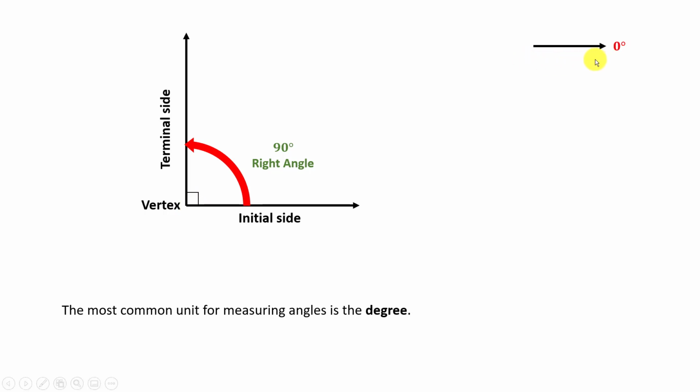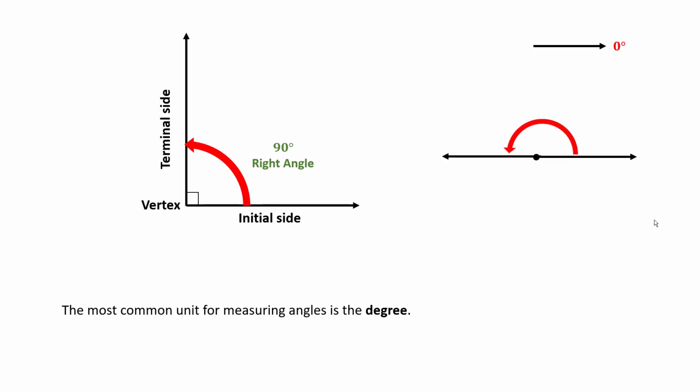So what you're looking at here is a 0-degree angle. Well, it has an initial side and a terminal side, but there's no rotation that happened. So the initial side and terminal side coincide. So it's a 0-degree angle.